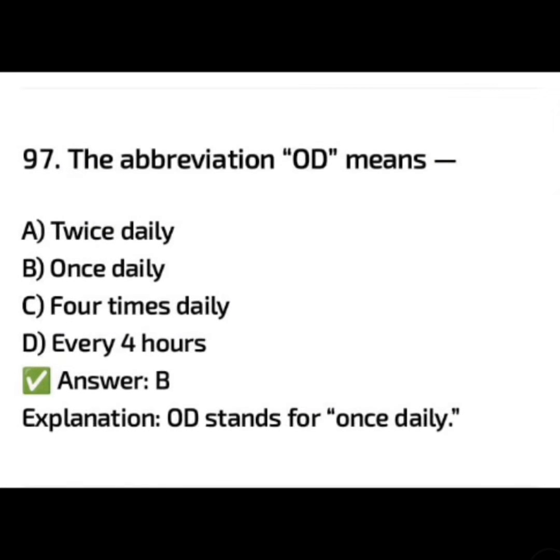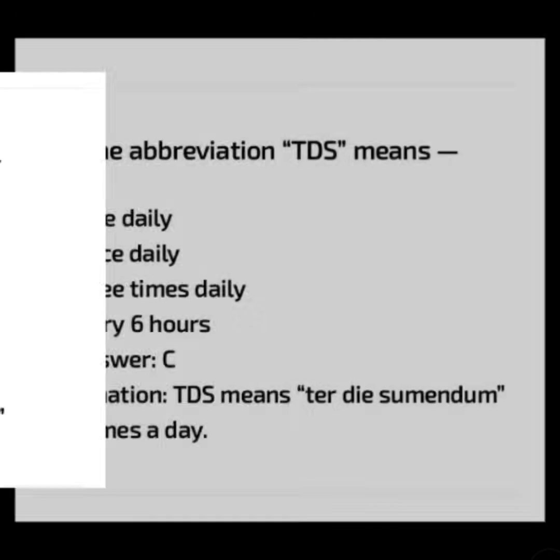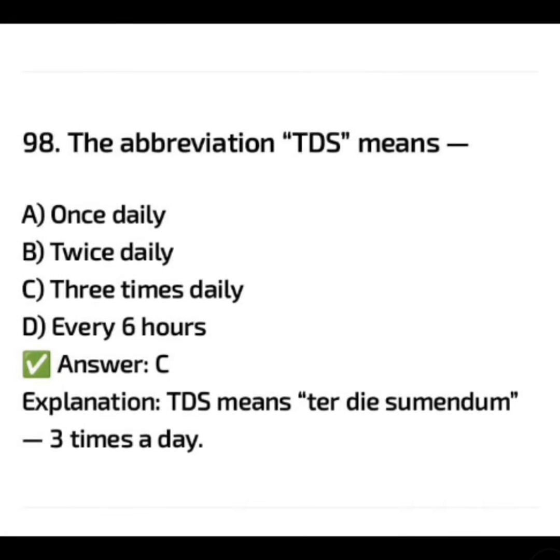The abbreviation OD means twice daily, once daily, 4 times daily, every 4 hours. The correct answer is option B, once daily. OD stands for once daily. The abbreviation TDS means once daily, twice daily, 3 times daily, every 6 hours. The correct answer is option C, 3 times daily. TDS means ter die sumendum, 3 times a day.